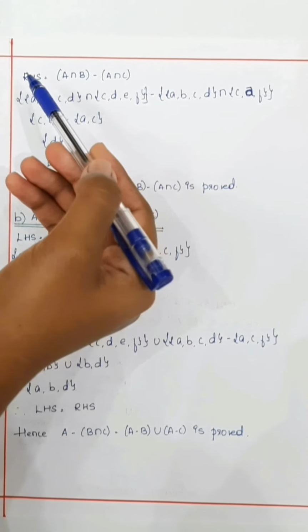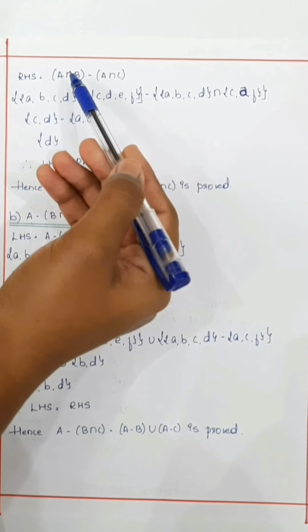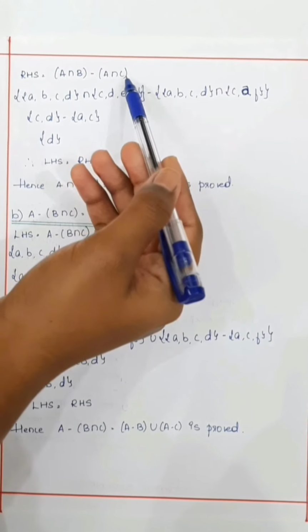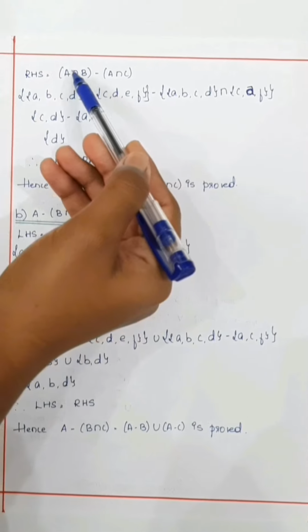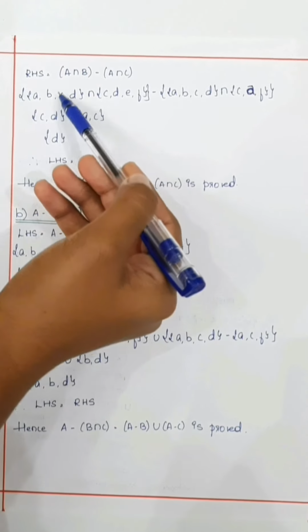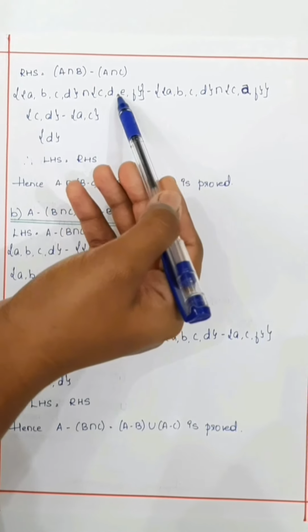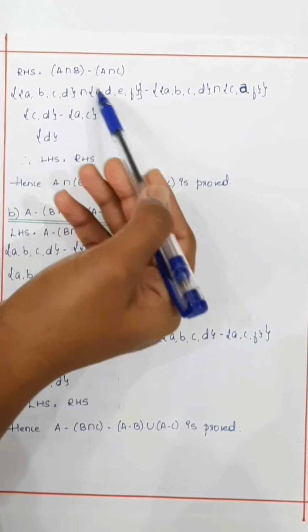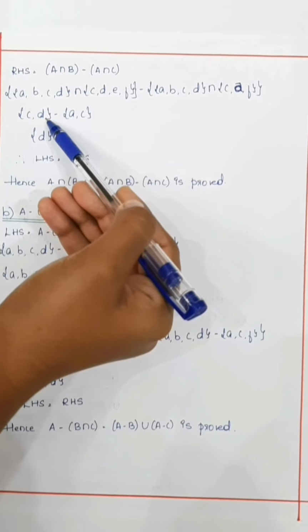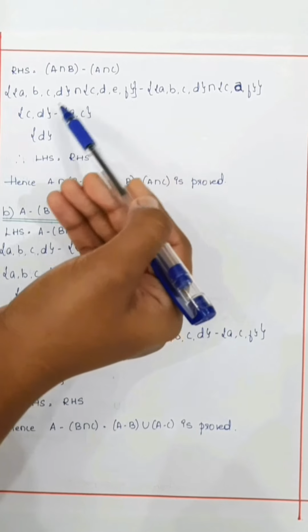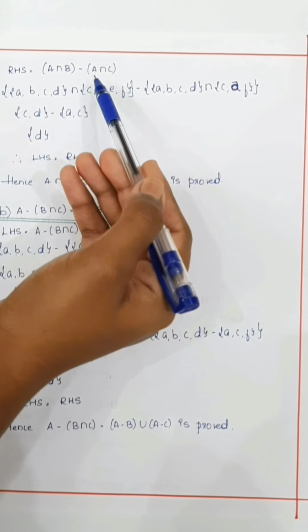Now let's solve RHS. A intersection B minus A intersection C. First we will solve A intersection B. A, B, C, D intersection C, D, E, F. What is the common among these sets? C and D is common. You have to write the minus symbol as it is and later we can solve it.